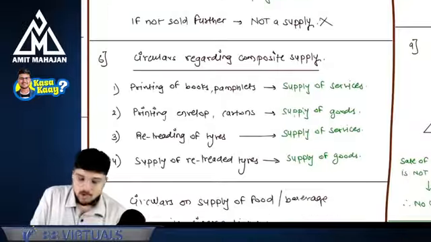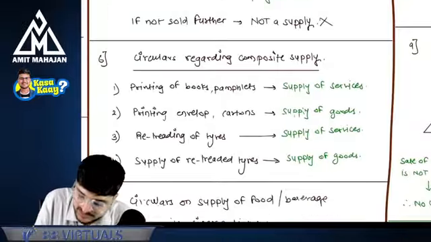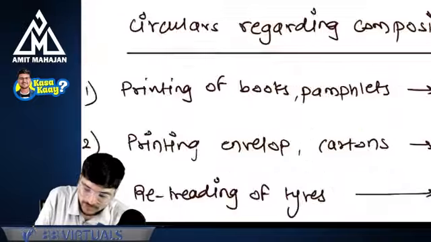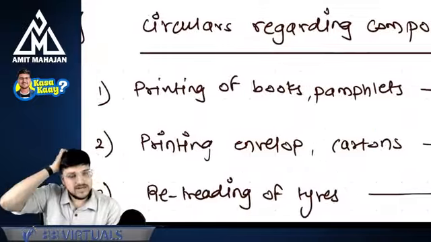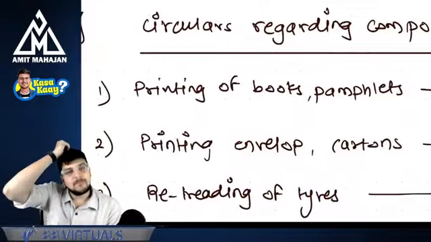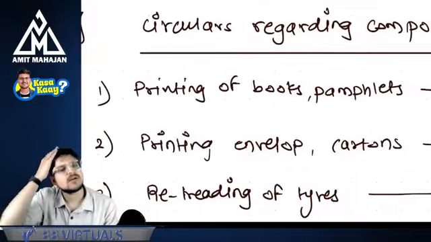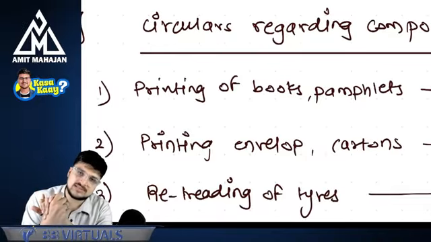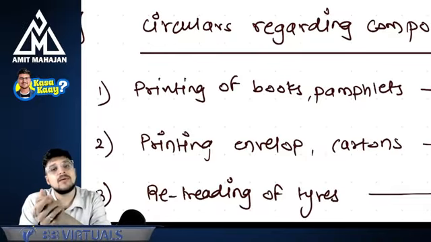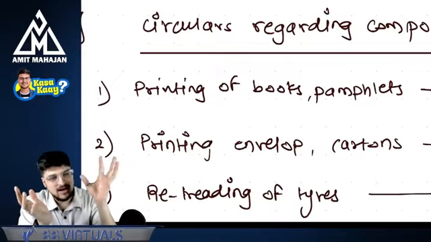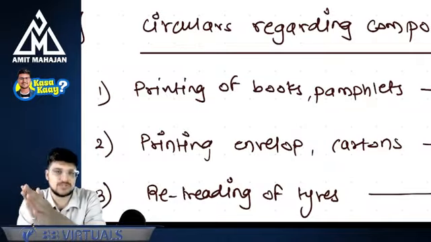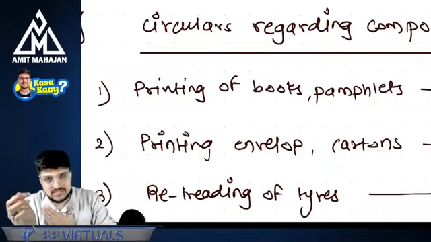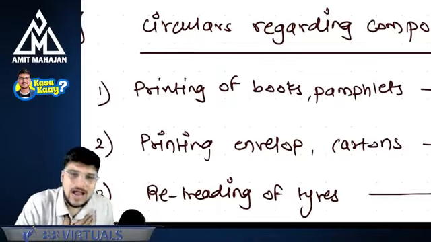Okay. One important point: circulars regarding composite supply. Please try to understand this point. Printing of books and pamphlets. What do you think? Is this supply of goods or supply of service? I printed the content. I gave you the books. Okay, I'm a printer basically. You have the content. I am the printer.